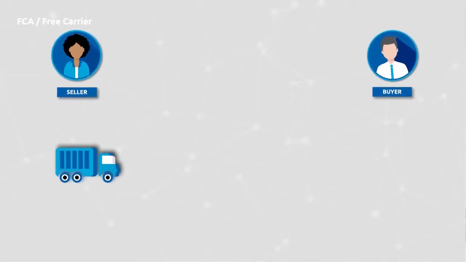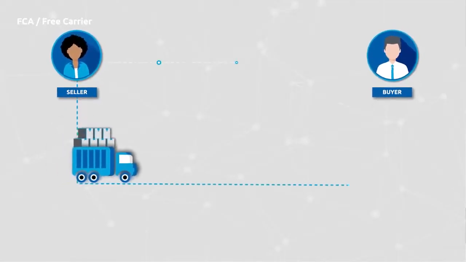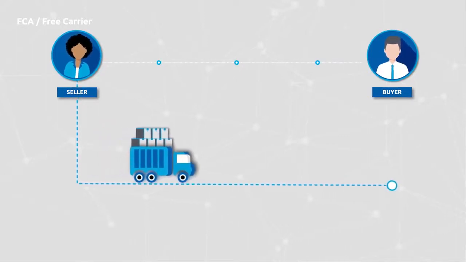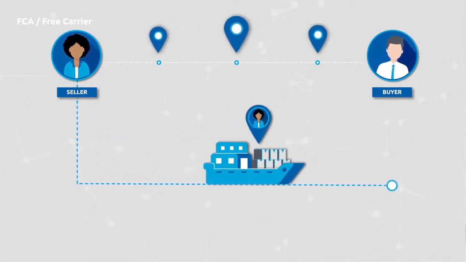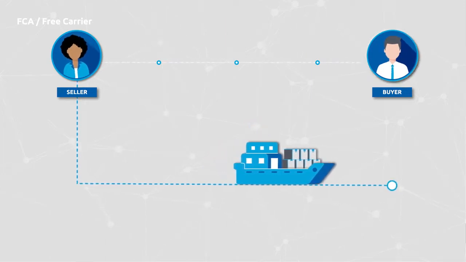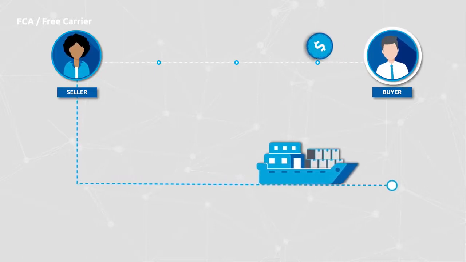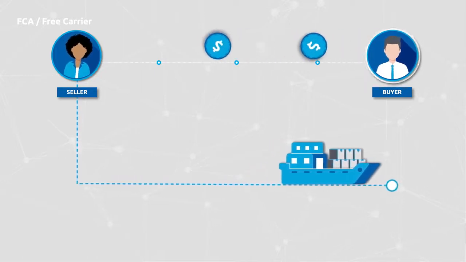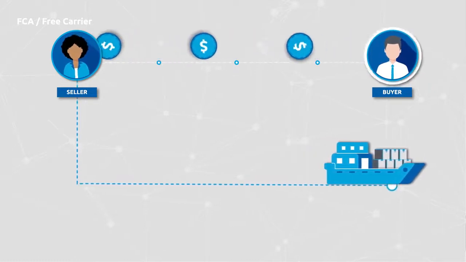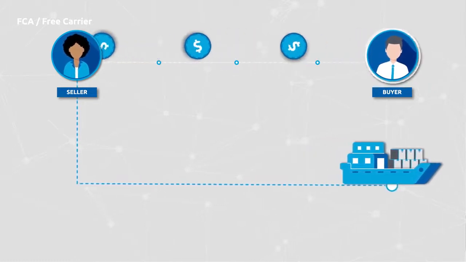FCA, or free carrier. For FCA shipments, the seller makes the goods available to a carrier, such as a shipping line or airline, chosen by the buyer. The seller must, however, coordinate the export clearance. From here, the risks and costs are transferred to the buyer. This includes terminal and loading charges at the port of origin. The buyer will also be responsible for all charges from freight to final delivery and customs charges at the end destination.